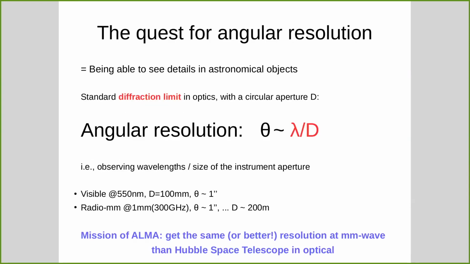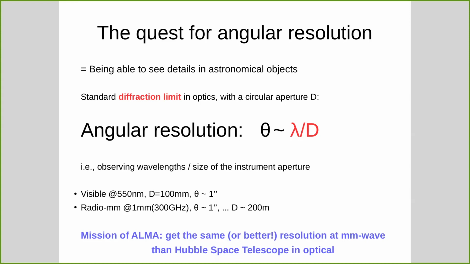And it's all about angular resolution. So we are interested in astronomical objects. Usually they are very far and usually they are small. So we need to have good resolution to see the small details in these objects. And we all know from the diffraction theory, because of the nature of light and waves, we have a limit in the resolution that we can achieve. This angular resolution limit is lambda over D, where lambda is the wavelength which we observe, and D is the diameter, the aperture of your instrument.